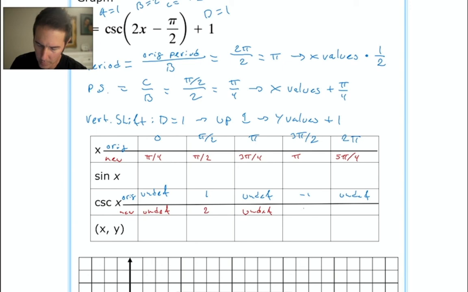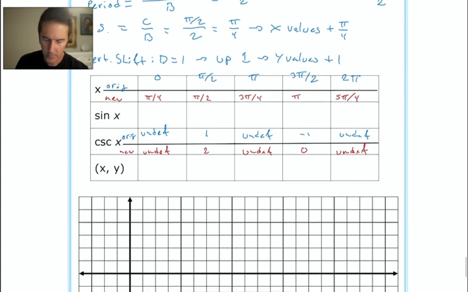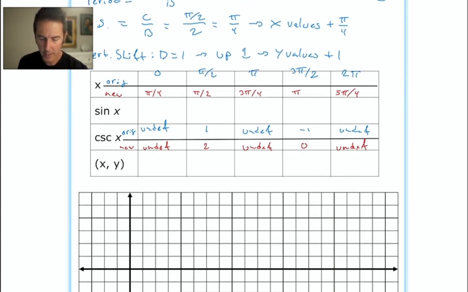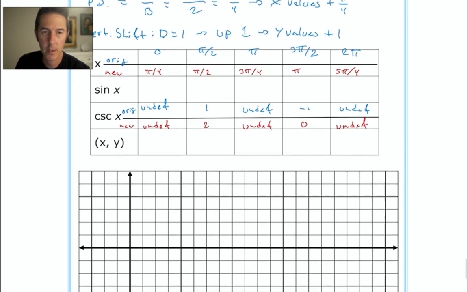Negative 1 plus 1 makes a y value of 0. This is still going to be a vertical asymptote. You can write in x comma y if you would like, pi over 4 comma asymptote, pi over 2 comma 2, 3 pi over 4 comma asymptote, however you want to denote it. You may fill those in.